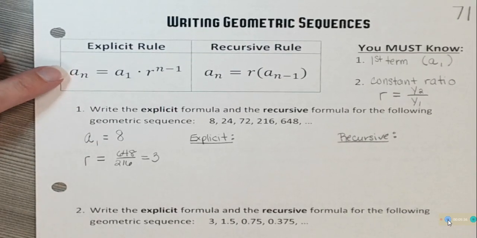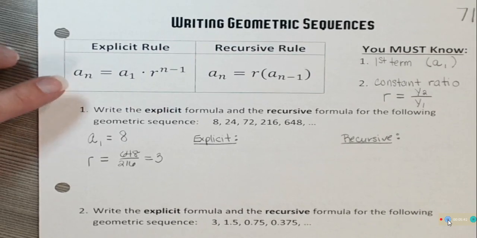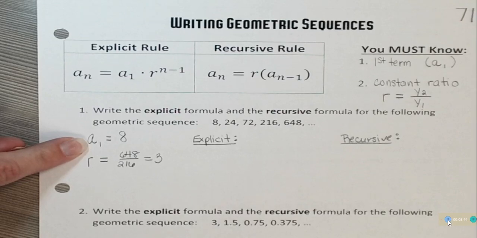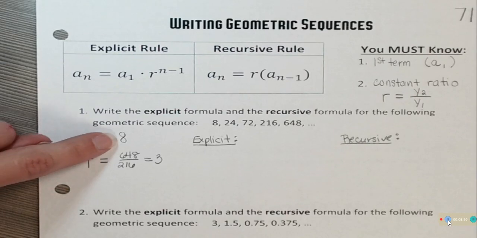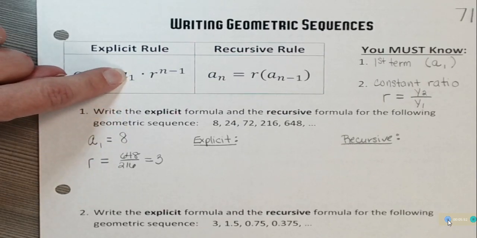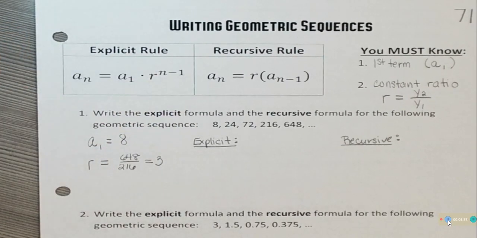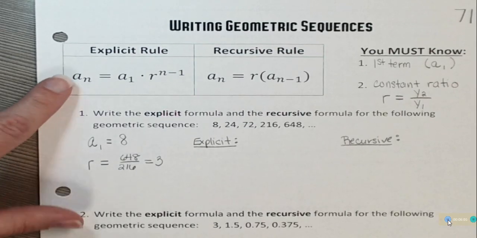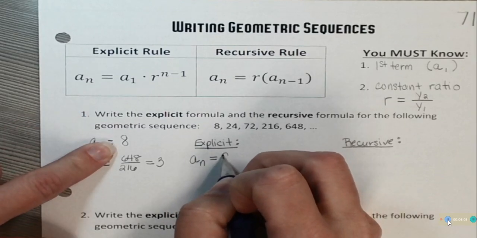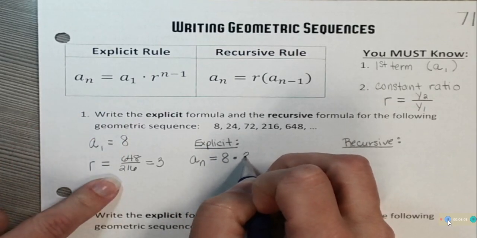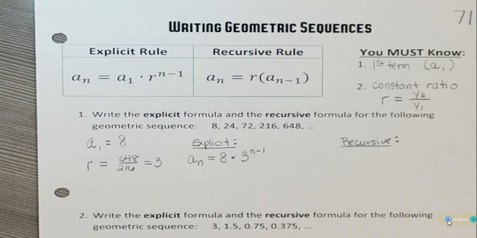This is a formula. In a formula, there's numbers that you don't know, but guess what? You just found out some stuff. Take what you used to not know and plug it in. You used to not know A1, but now you know A1 is 8, so you'll put it right there. You used to not know R, but now you know R is 3, so you put it right there. You still don't know N, but that's because you're writing a rule. So, A sub N, I don't know N, equals A1, which is 8, times R, which is 3, to the N minus 1. That's my rule. That's all I got to do to write the rule.